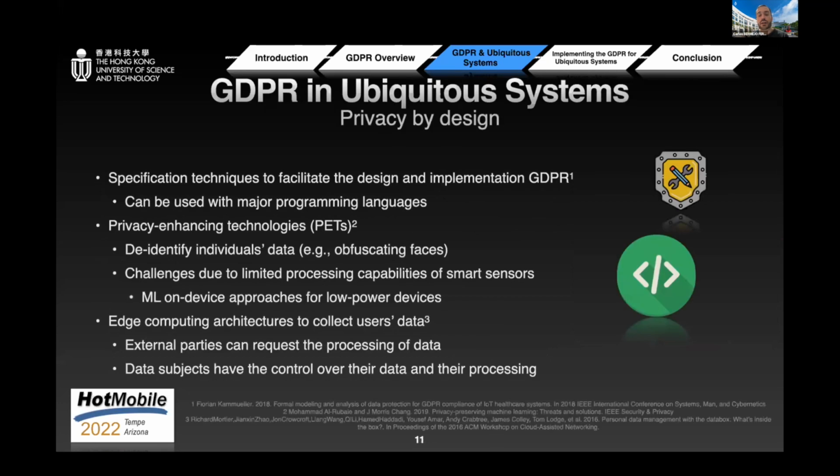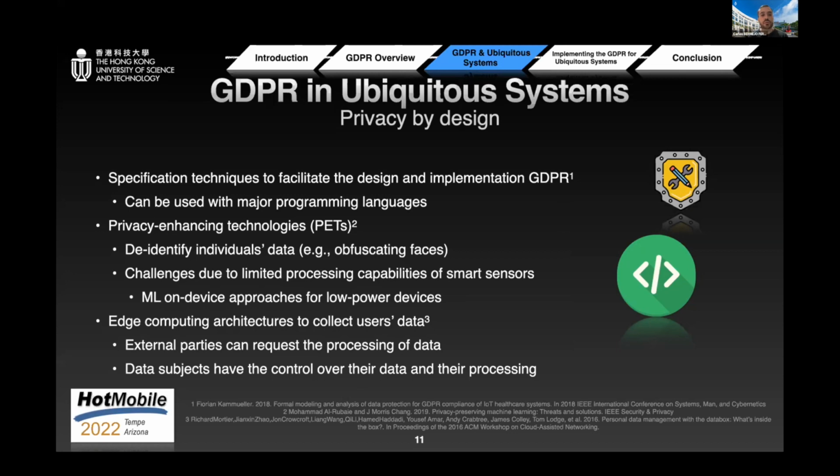So here we follow four pillars, four characteristics, for improving or applying the GDPR based on previous works and state-of-the-art works. The first one is privacy by design. How can we implement it? There are several works that try to make specification techniques to facilitate the design and implementation of the GDPR, and they can be used in common or major programming languages. So they facilitate the design and development using programming languages, applying privacy by design.